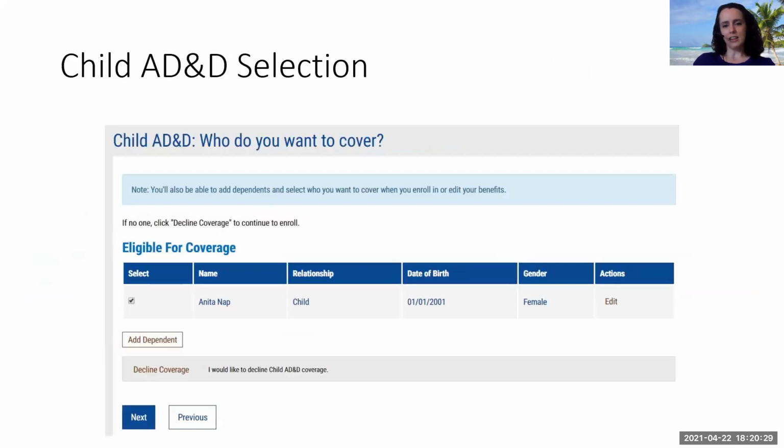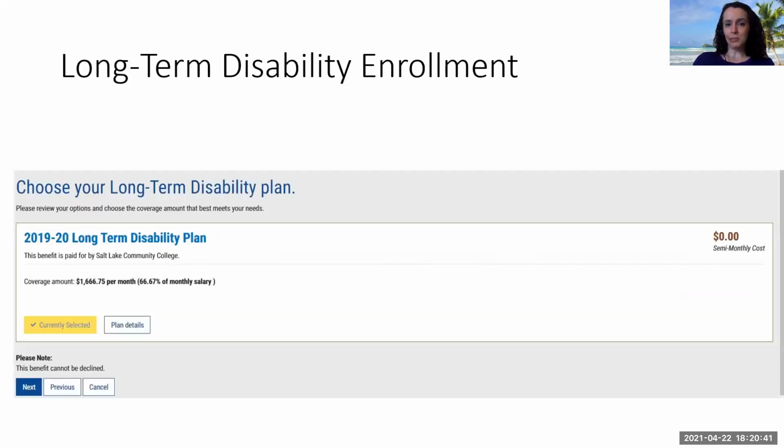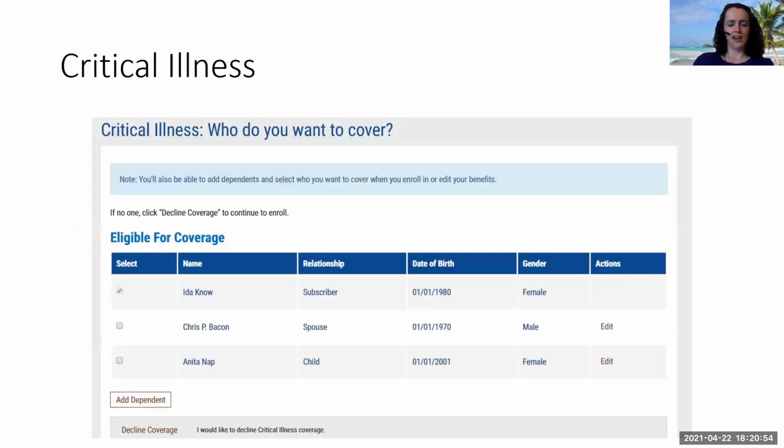And then child accidental death and dismemberment, you can select one or all of your children. Again, same price. And then just make sure your children's names appear in green and they will be covered on the plan. Long-term disability, just more of a, by the way, the college has a long-term disability policy on you. This one is just there. It doesn't require an active enrollment. It's just there to let you know that you have this coverage. The next section that it has, if you want to change it, you can. If not, it will just be there where you don't actively have to change it. It's just part of the benefits list.